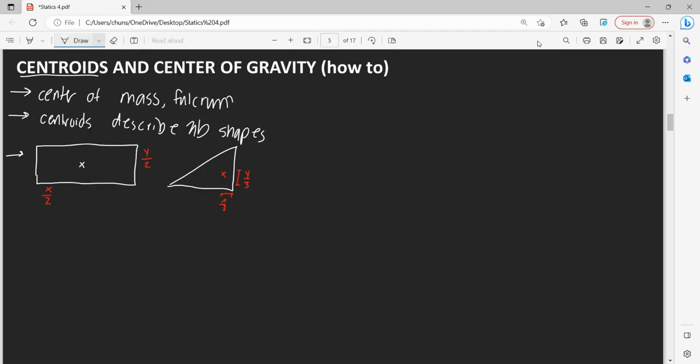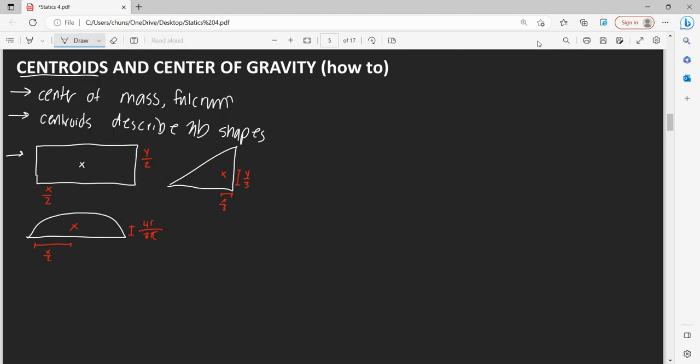And for circles, usually that is given to us, but for half circles, which is going to help us in our next question, in our example question, this is at half of x and at a height of 4r over 3 pi. Sorry, 4r.